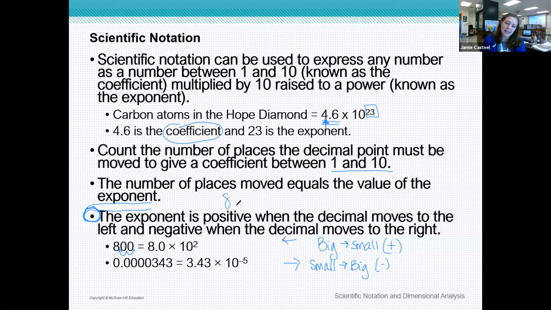So what we're saying here is this is 8.0 times 10 times 10. Well, 10 times 10 is 100. 8 times 100 is 800.